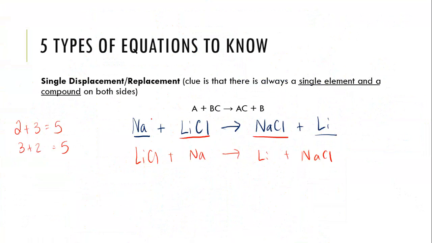Okay, another example of this, and what happened in this is that the Na switched places with the Li. So the Na went in with the Cl and it kicked the Li out. This can also happen with nonmetals.